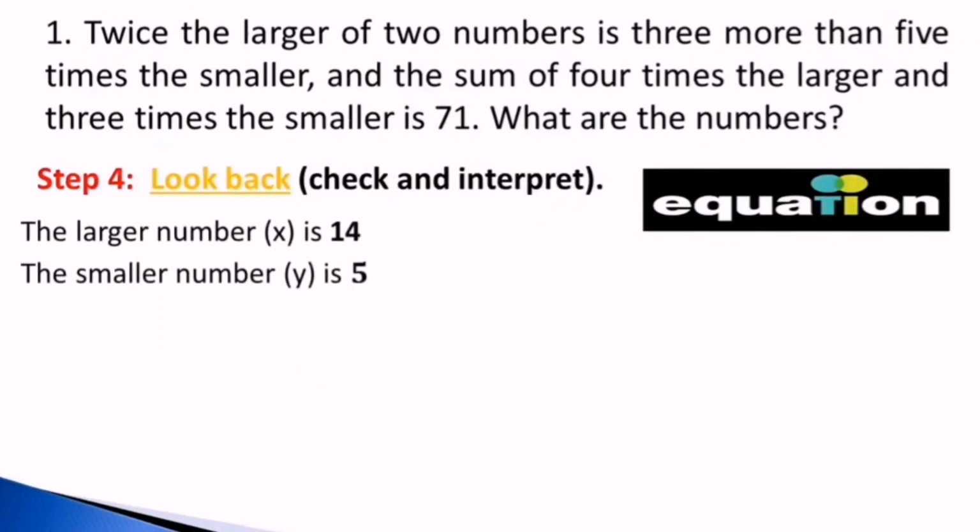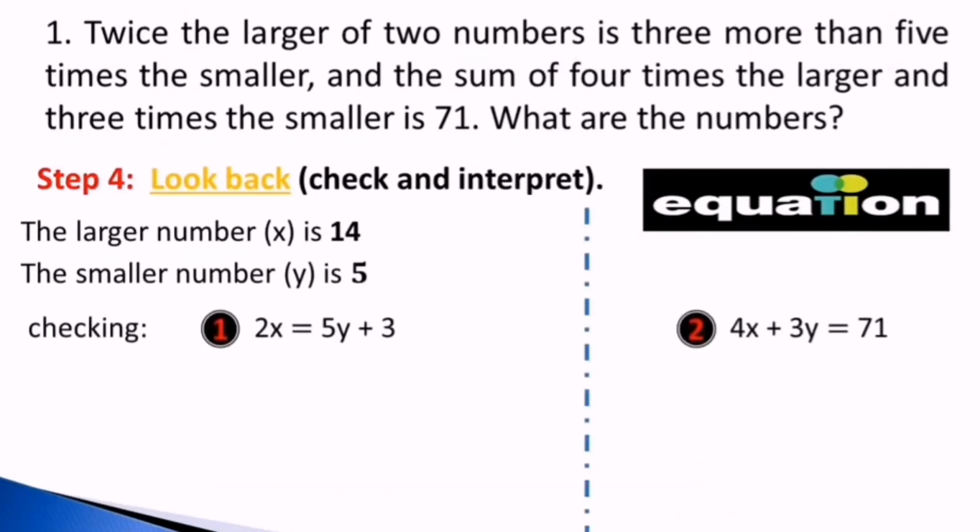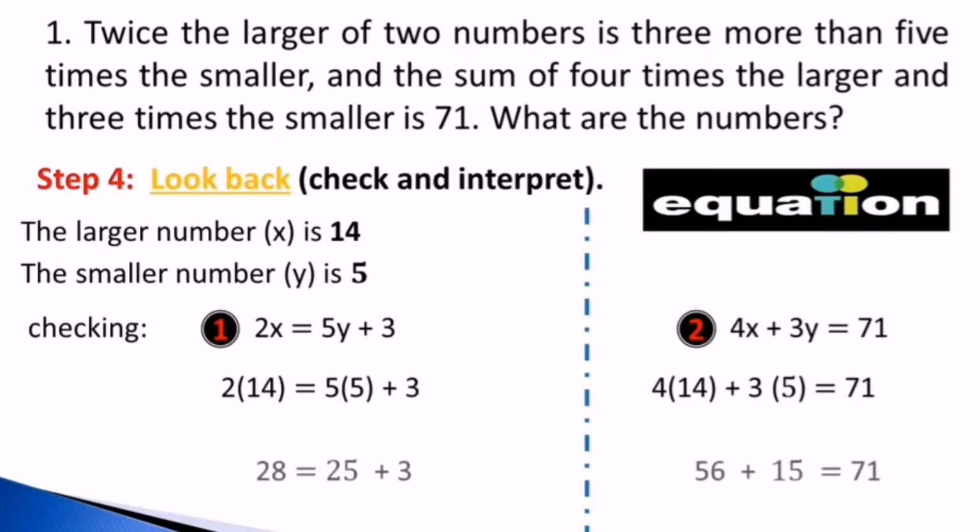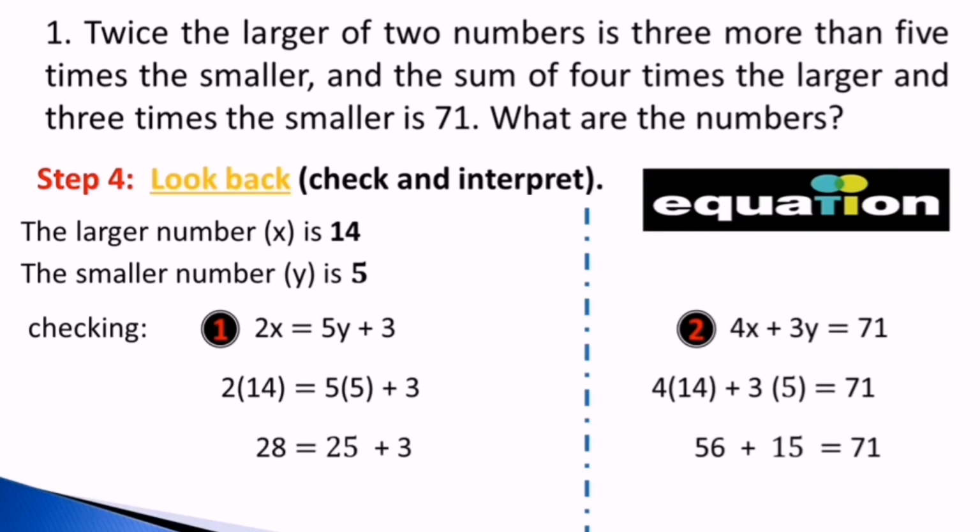We're going to check and interpret whether our answer is right or wrong. So obviously we're going to do the checking simultaneously. Let us just substitute the value of x as 14 and the value of y as 5. So the left side is 2 times 14 is 28, 5 times 5 is 25, plus 3. 4 times 14 is 56, plus 3 times 5 is 15, equals 71. Then right after that, simplify everything, and we're able to get the same equals.